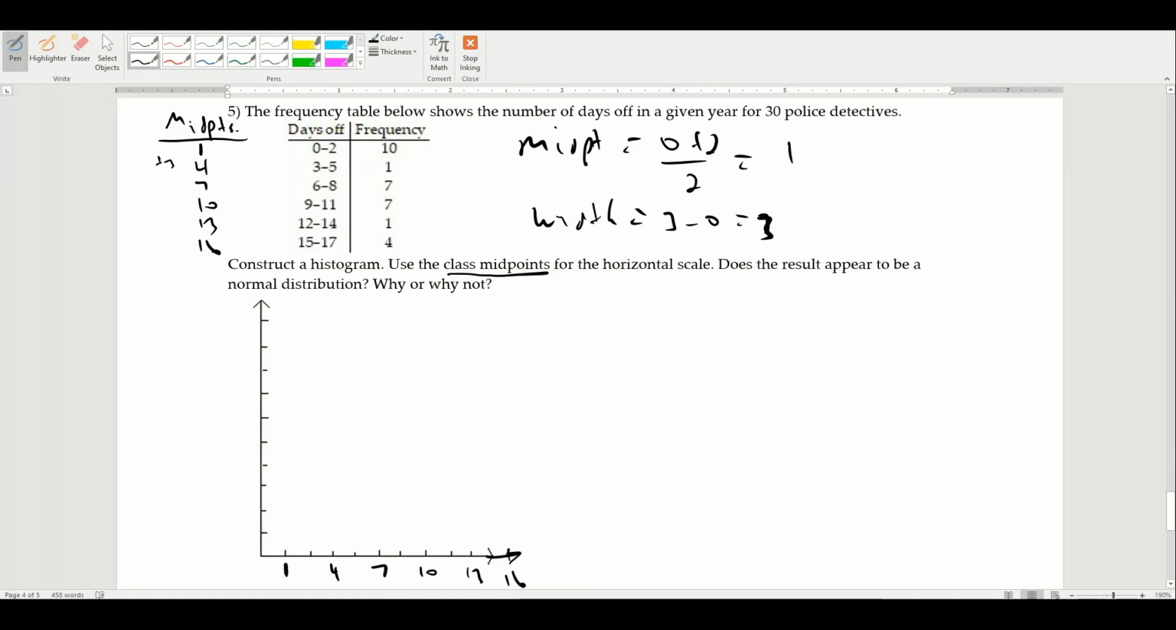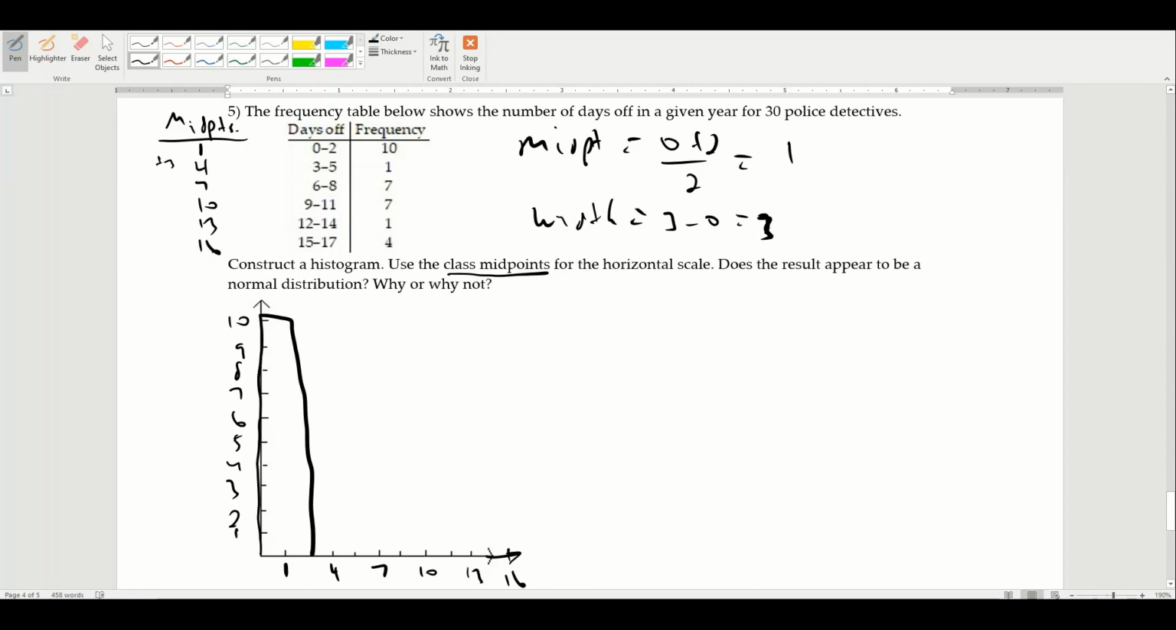And up here my frequencies go up to 10. I'm going to count by ones. 1, 2, 3, 4, 5, 6, 7, 8, 9, 10. I use the ones because the highest one is a 10. So from 0 to 2, I'm going to go up to 10, and so that means I'm going to do this, and go over like this.